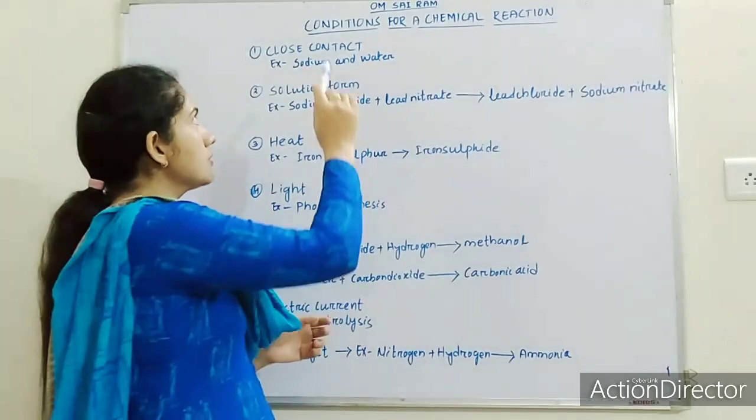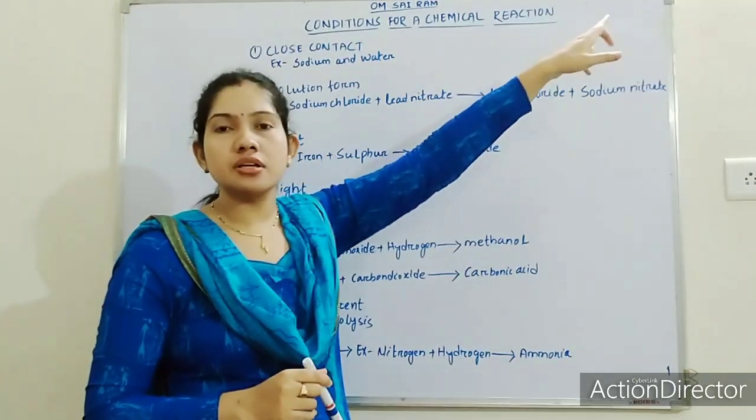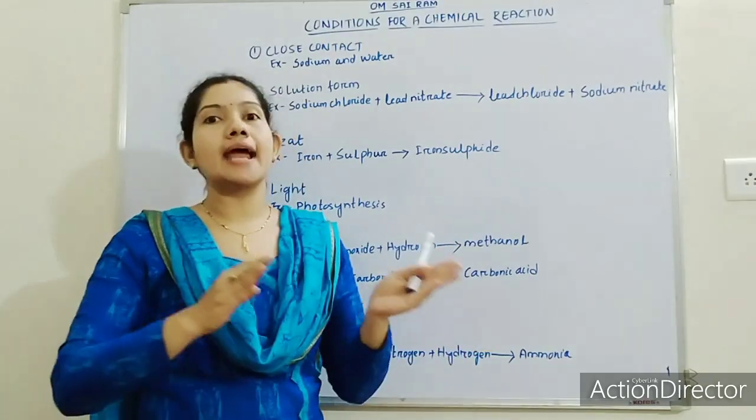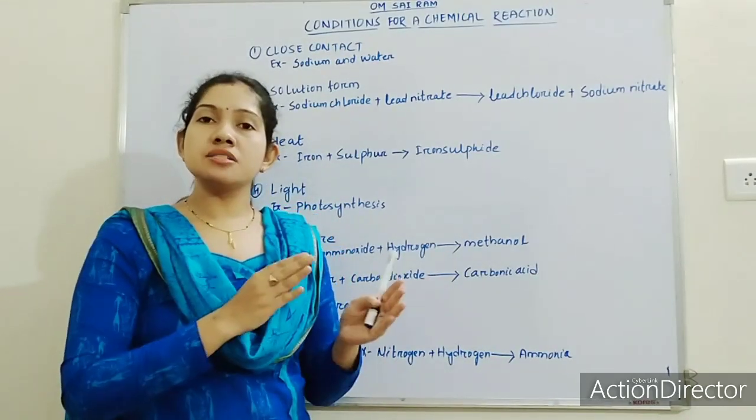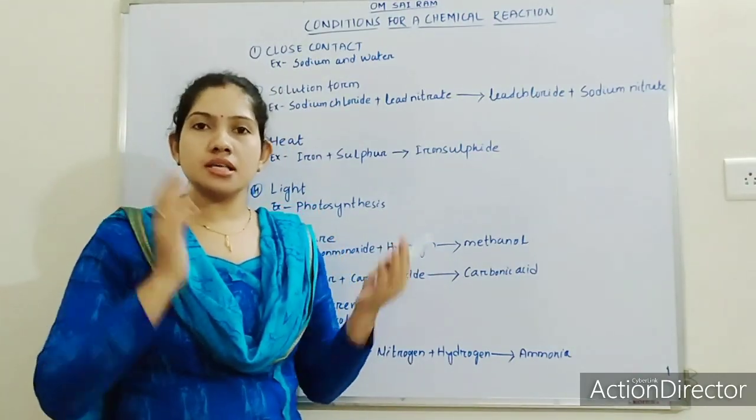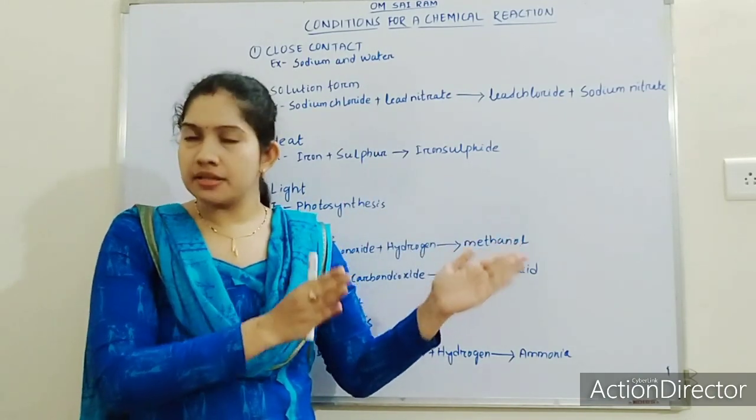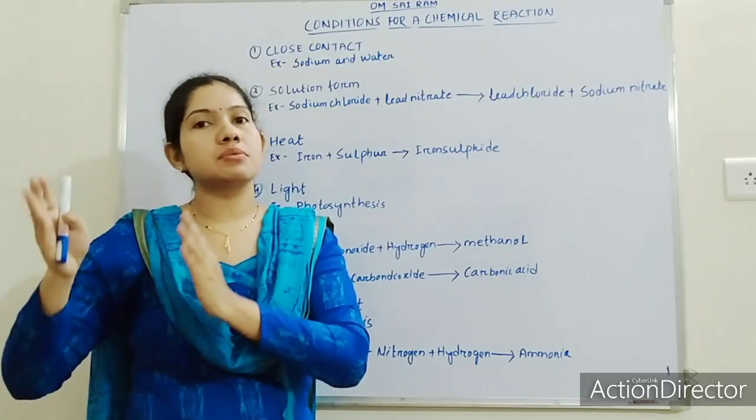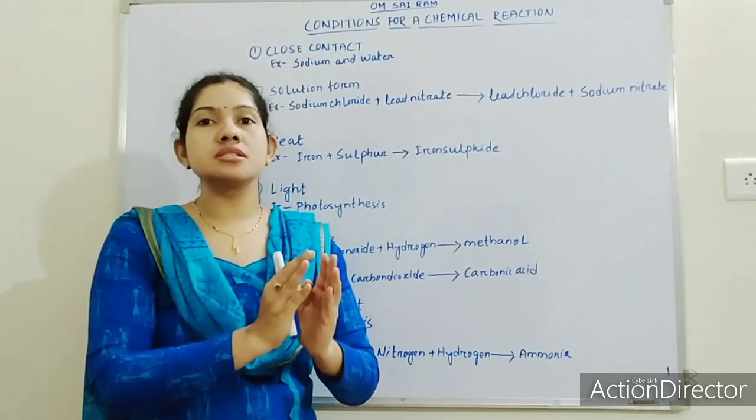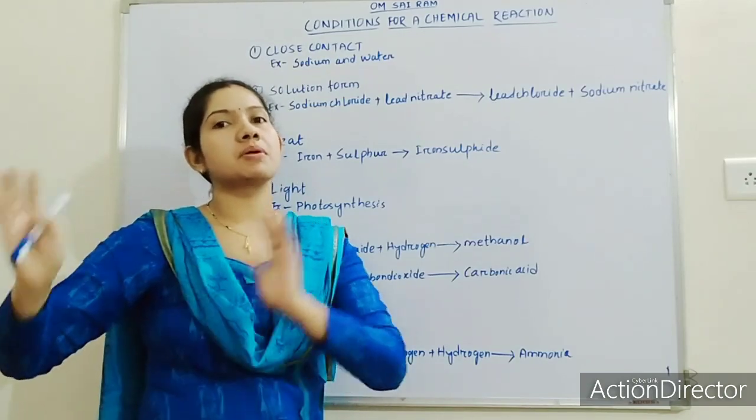Today we will discuss the conditions necessary for a chemical reaction. Already we have discussed that in a chemical reaction we have reactants and products. Reactants may be 2 or more than 2, and products may be 2 or more than 2. If you take the example of sodium chloride, sodium and chlorine are the reactants and sodium chloride is the product. If you take the example of water, hydrogen and oxygen are the reactants, which both react to form the product water.